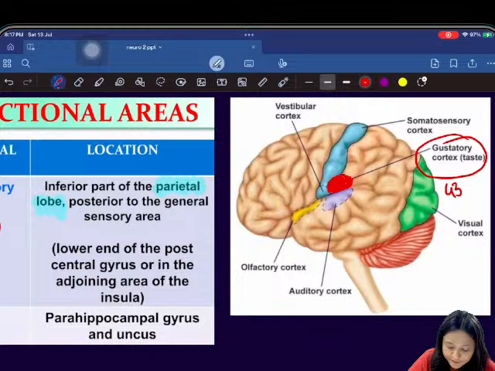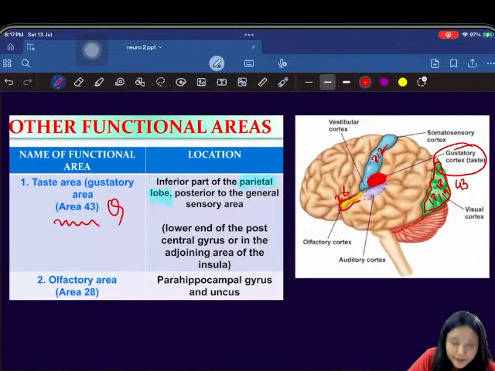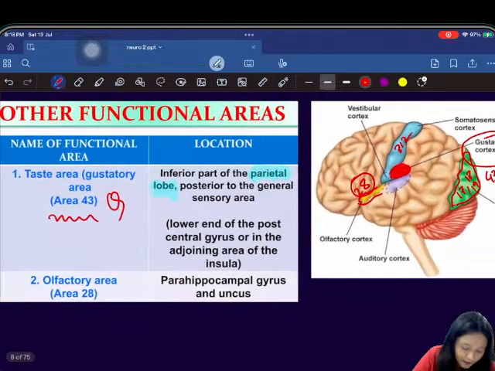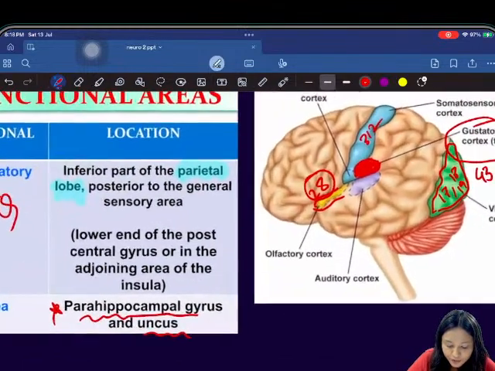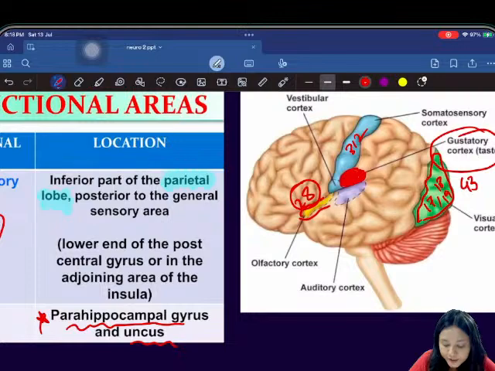So visual area is in the occipital lobe, area number 17, association 18, 19, somatosensory area number 3, 1, 2. Now olfactory area, area number 28. The main senses you have to know. It's not necessary that you remember all the areas, but the main senses you have to know. So olfaction, area number 28, and it is present in the entorhinal area, parahippocampal gyrus and the uncus. If they ask you about the main area, you know that olfactory area is area number 28.